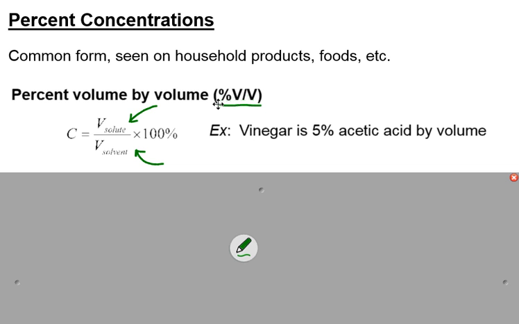So, for example, vinegar is actually 5% acetic acid by volume. That means if I have 100 mLs of vinegar, I've actually got 5 mLs of acetic acid in 100 mLs of water. Okay, so it's diluted to 5%. So that's what the percent means. And then we have a bunch of other different examples.